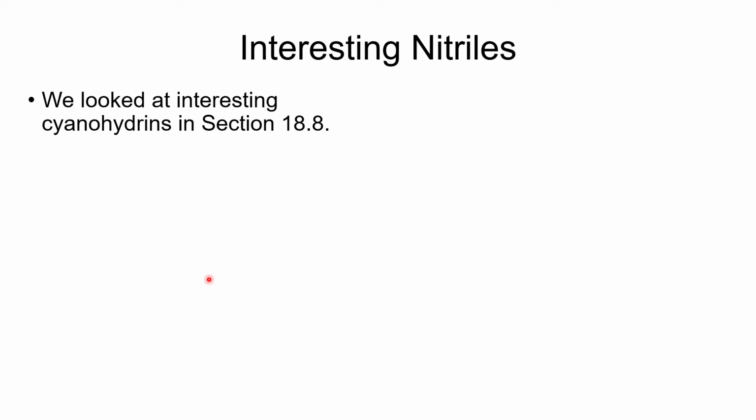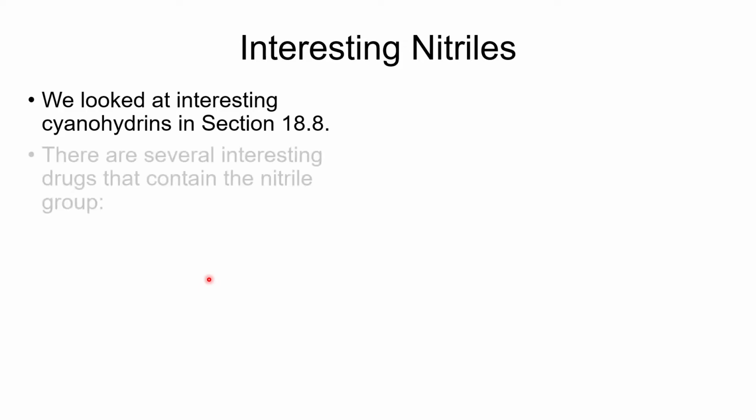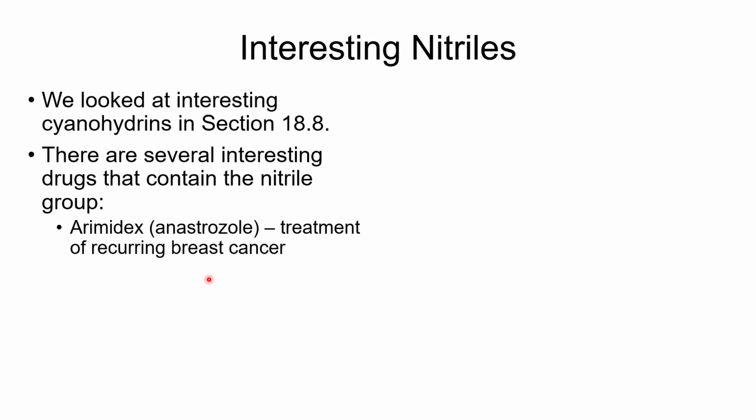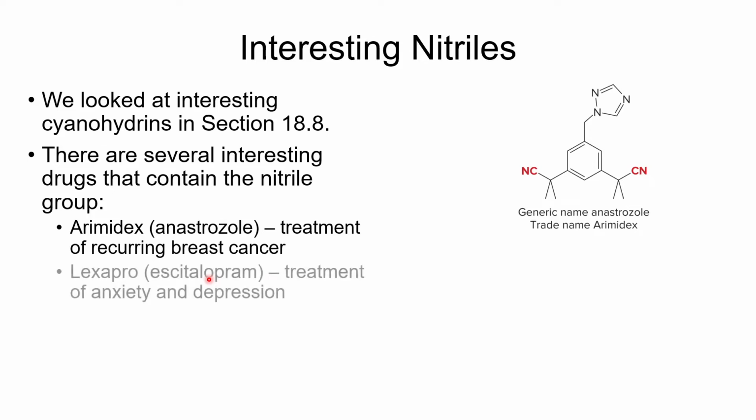We'll also find that there are some useful nitriles. We talked about some of the cyanohydrins back in chapter 18. We're going to look at a couple of interesting drugs, useful drugs that have been prescribed over the last couple of decades. This one, Arimidex, is a commonly used breast cancer treatment, so helps to increase survivability from breast cancers.